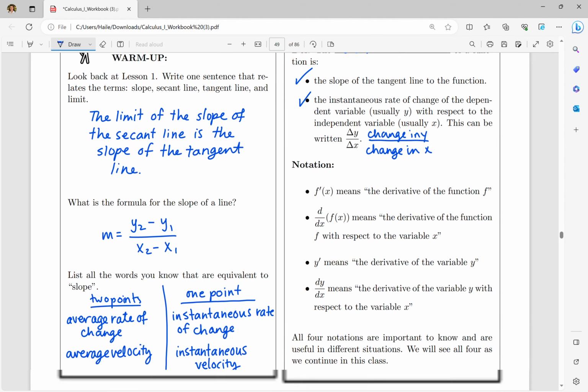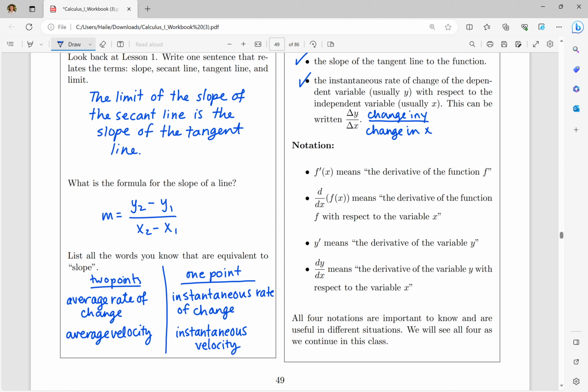And just like we did with limits, we have a few different ways of writing the derivative in notation, and we choose each one depending on what the situation is. Do we want to focus more on the function, or do we want to focus on what variable we're taking the derivative with respect to? Depending on how your problem goes, we may want to use different notations. So the first one is this prime notation. f prime of x means the derivative of the function f. So we're not really focusing on x so much, we're just focusing on the name of the function.